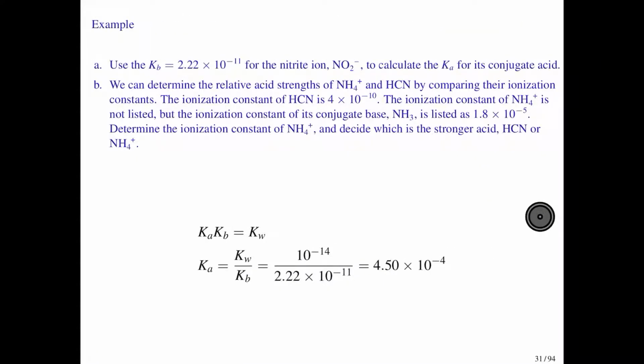In this problem, we're asked to use the Ka-Kb relationship for a conjugate acid-base pair. Here they are giving us the Kb value for nitrite, and they're asking us to calculate the Ka value for nitrous acid, its conjugate acid. And so the Ka-Kb relationship is this. We take this equation and solve it for Ka, which is our unknown. That gives us Kw over Kb. Substitute in 10 to the minus 14 for Kw, substitute in the value that's given to us for Kb, and that gives us the Ka value.